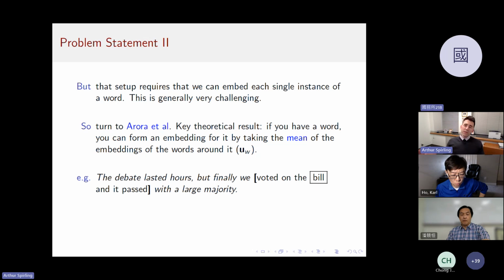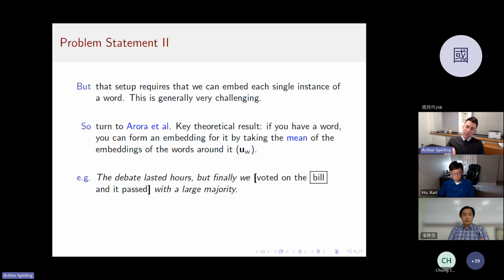So let's take a sentence in some diaries or something from a member of parliament, and it might say, the debate lasted hours, but finally we voted on the bill and it passed with a large majority. So let's think about trying to construct an embedding for the word bill, okay? And I mean the word bill specifically right here in this sentence, not the word bill in general in English, not the word bill in all the language of this parliament or something like this.